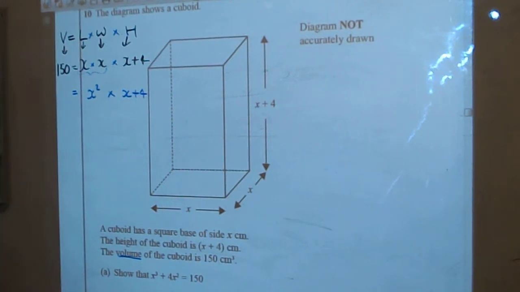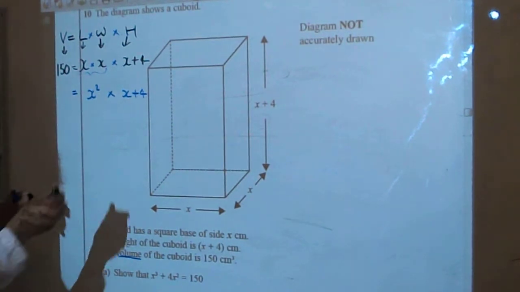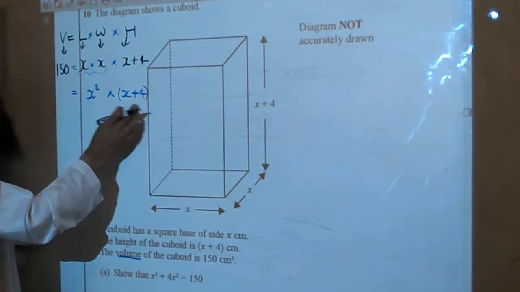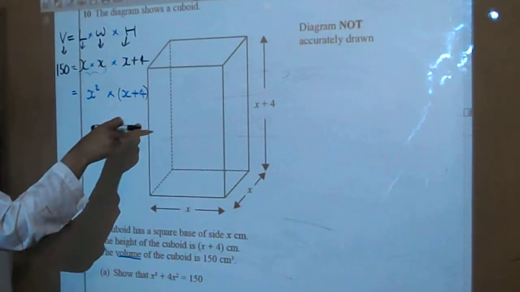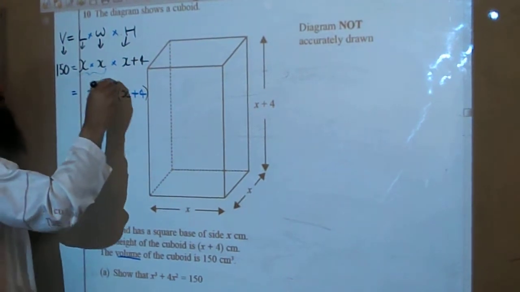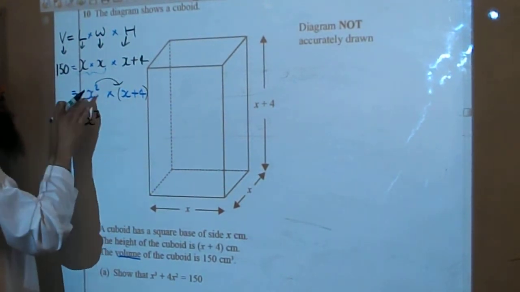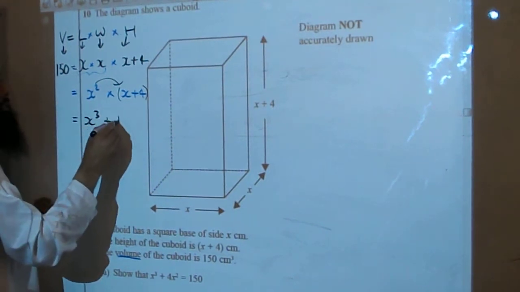Okay, how do you multiply by x plus 4? What do you think we should put around x plus 4? Bracket. Because it's x squared times all of this. It's not x squared times x and then add 4. So now let's multiply it out. So x squared times x will give us x cubed, and x squared times plus 4 will give us 4x squared.